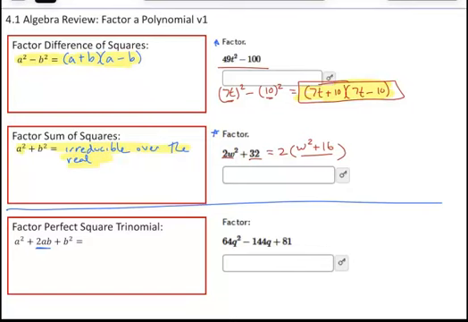Now notice that you have a w squared and a 16. These are also two perfect squares, right? W squared, and 16 is 4 squared. Does the sum of squares have a factor pattern? No, the sum of squares does not. It's only the difference of squares. So that means that there's no additional factors you can remove from this other than that common factor of 2.